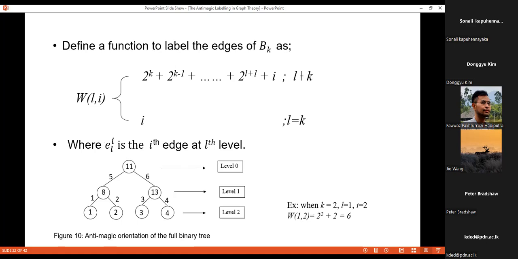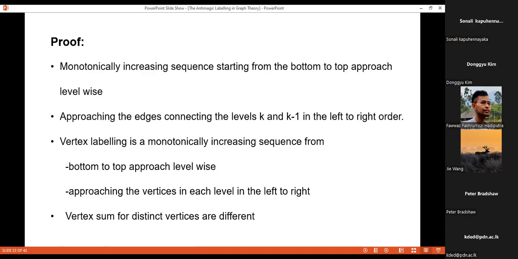This I is the position of the edge at the lth level. From this figure, we can see an antimagic oriented with height 2. Now, as you can see, the edges are labeled in a monotonically increasing sequence. So the vertex labeling is also an increasing sequence. Therefore, we can say that all vertex sums are pairwise distinct.